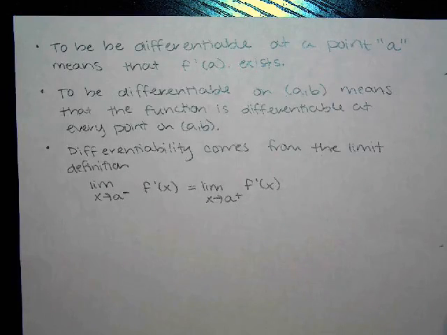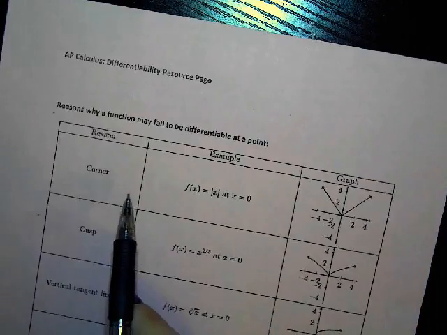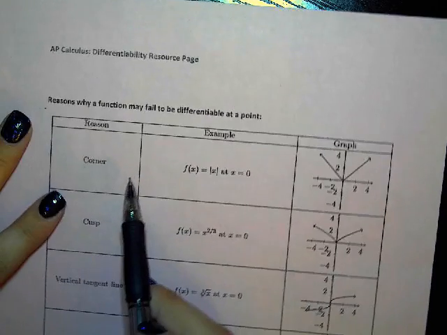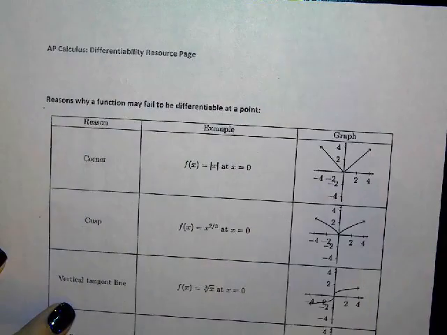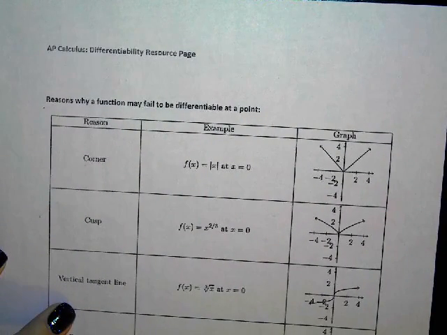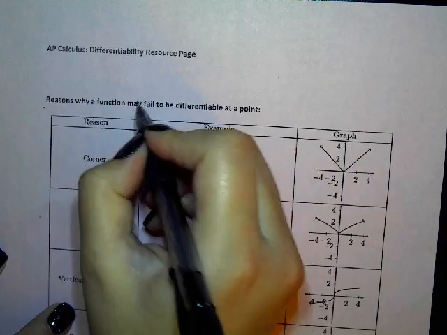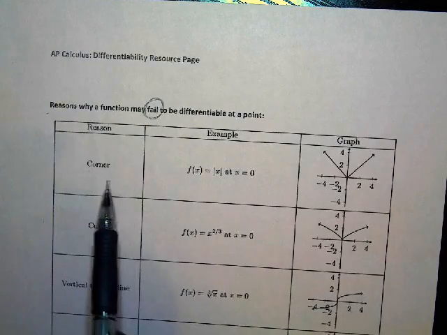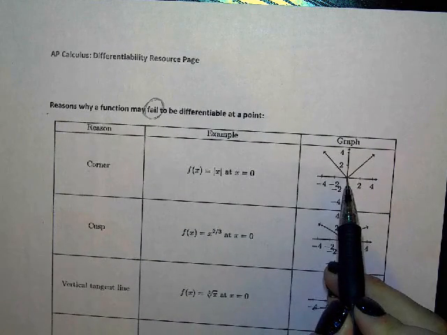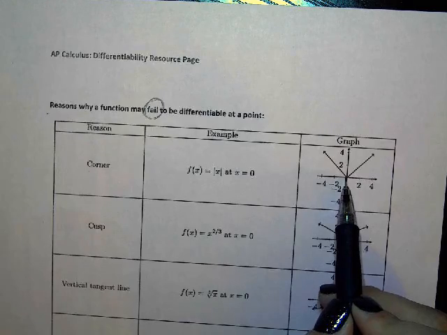All right. So if you flip the page over, reasons why a function may fail. Let's run out of lead. This is why something is not differentiable. Fail to be differentiable. They call this a corner, a sharp corner. At 0, the left-hand slope and the right-hand slope do not agree with each other.